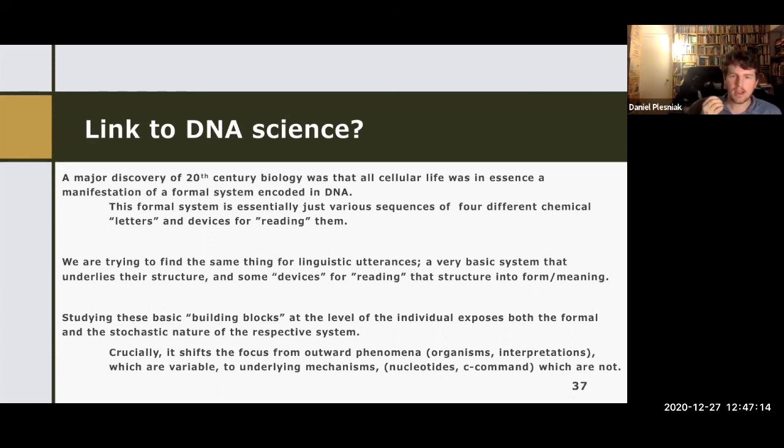These may seem like very simplistic things. So why are we spending so much time on saying that the subject C-commands the object, which is not at all a controversial statement in generative linguistics? But the idea is that studying these very basic building blocks at the level of individuals can expose both the properties of the system that are formal and the properties that are stochastic, that are random with respect to the system.